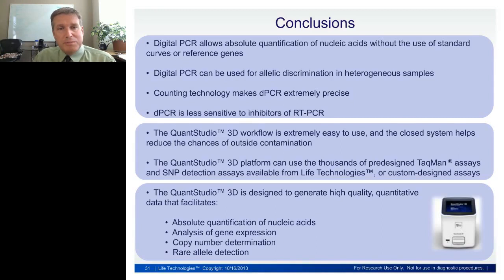I've also shown you the QuantStudio 3D platform can use the thousands of pre-designed TaqMan assays and SNP detection assays that Life Technologies currently has available. We also have the ability to custom design assays for you for either SNP genotyping, for looking at transcripts that are not present in our catalog, or other custom applications. And the QuantStudio 3D is designed to generate high quality and very quantitative data that facilitates absolute quantification of nucleic acids, analysis of gene expression, copy number variability determination, and rare allele detection in a very simple and very cost-effective workflow.